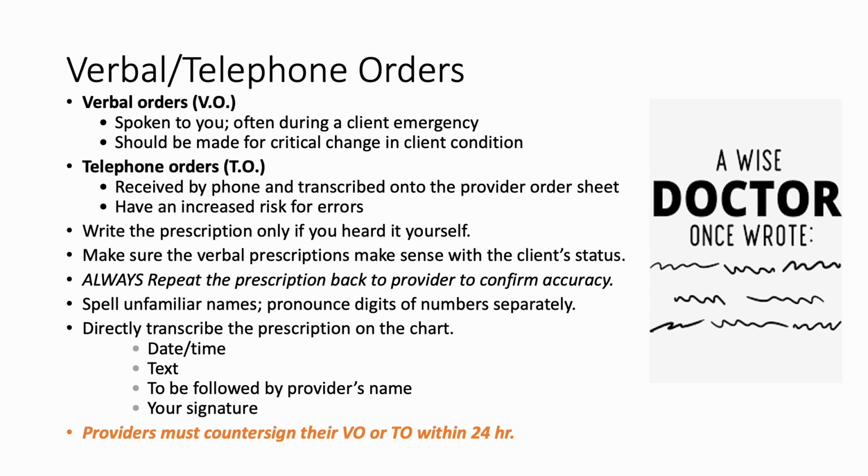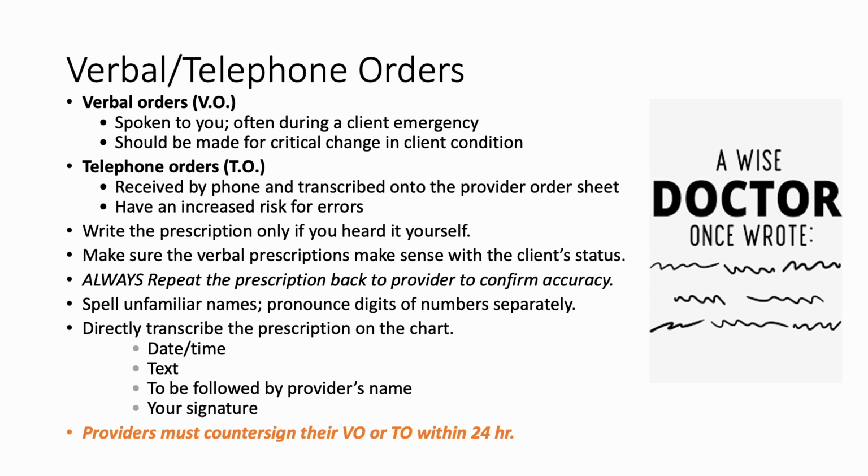A little bit more about verbal and telephone orders. Verbal orders can be abbreviated V.O. These are spoken to you often during a client emergency, but also can just be a doctor who maybe doesn't want to put in their own order. That happens from time to time. They should be made more for critical change in client condition. However, we take them more often than that for sure.